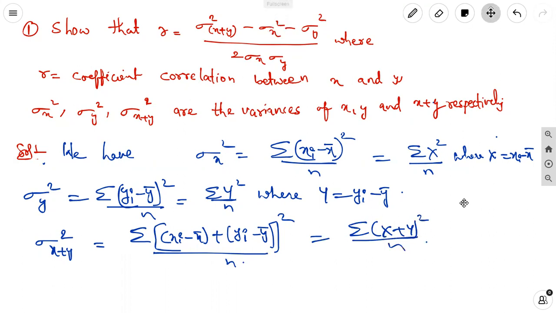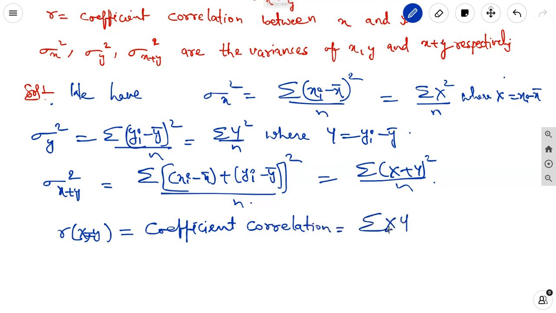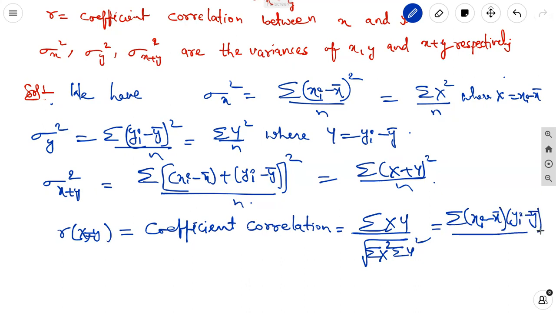Next, we can also take the coefficient of correlation. The coefficient of correlation small r, or r of x comma y, between the x and y variables, is equal to summation XY by under root of sum of X square into sum of Y square, that is equal to sum of xi minus x bar into yi minus y bar by n sigma x sigma y. This is the formula.